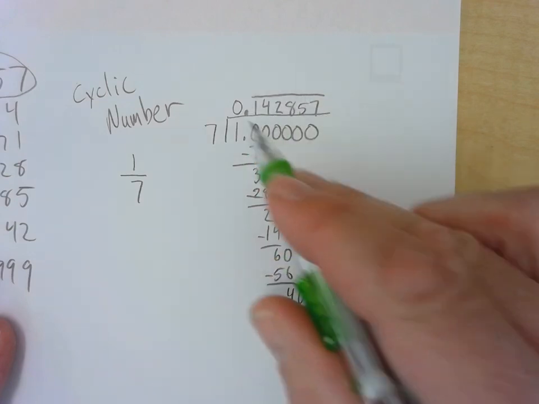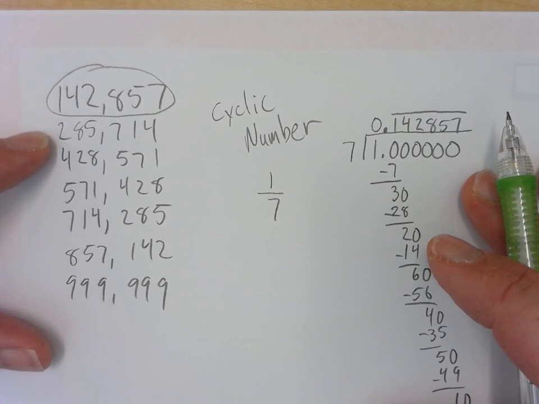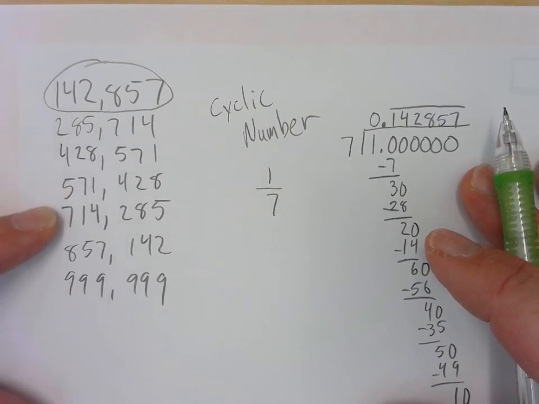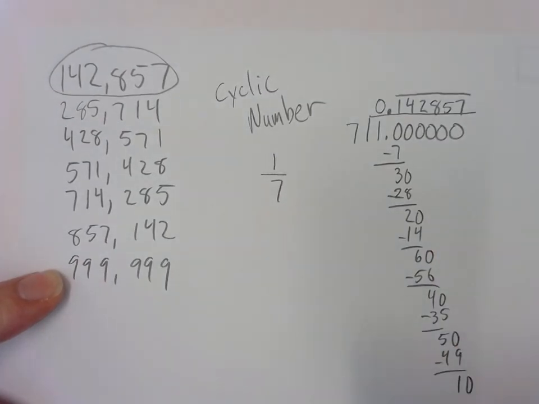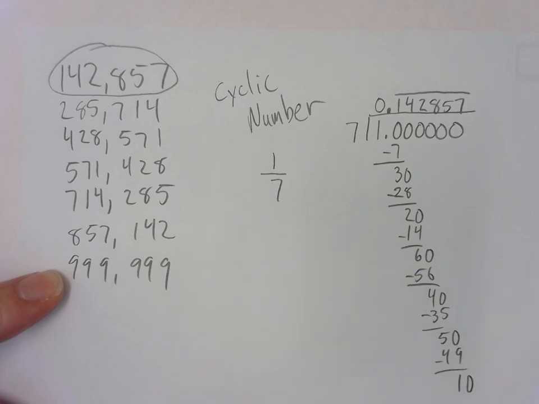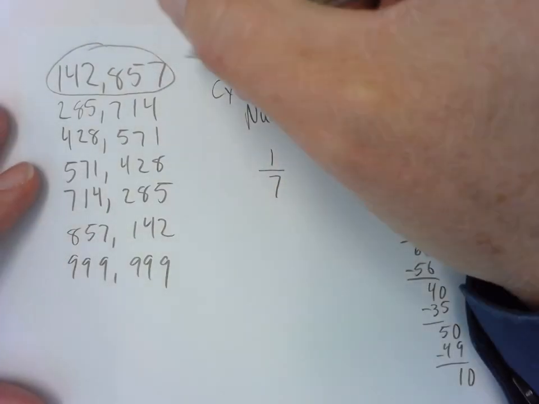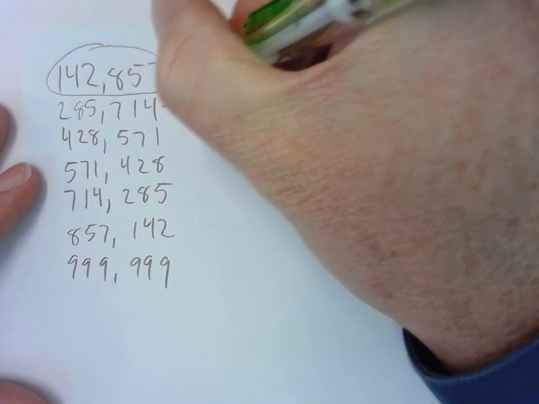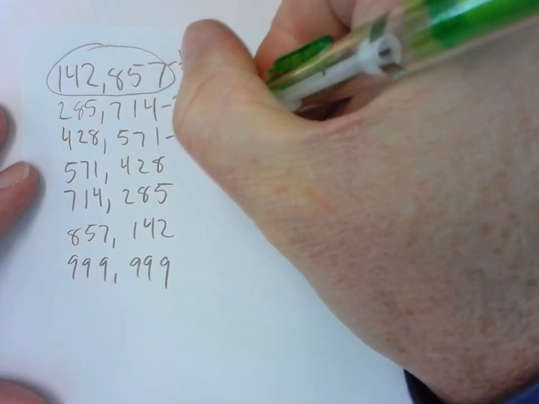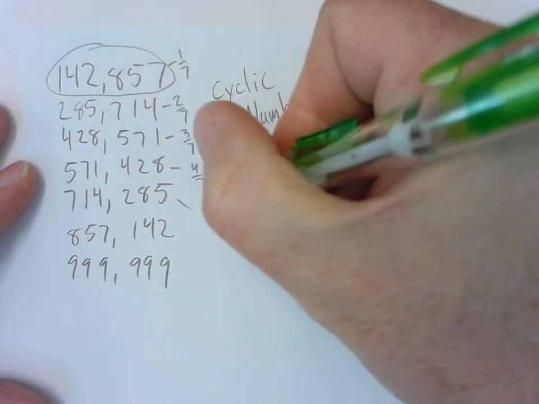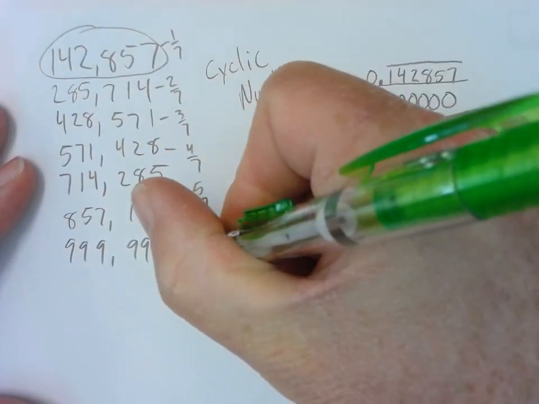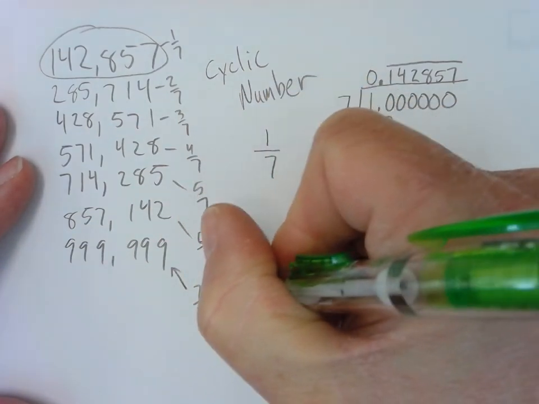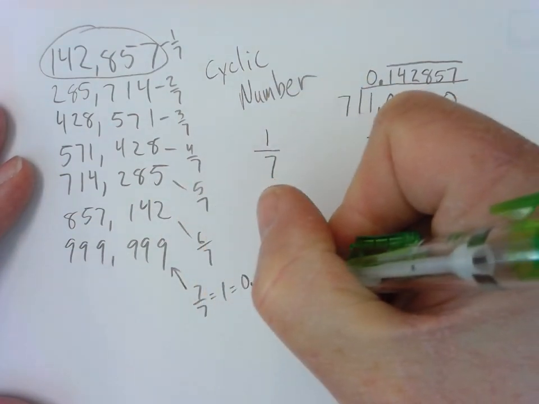142,857 is basically the repeating digits for 1/7, and when we doubled it, that's the repeating digits for 2/7ths, 3/7ths, 4/7ths, 5/7ths, 6/7ths, and that would be 7/7ths, which would be the same thing as 0.9 repeating, right? Because 0.9 repeating is 1. So this is the digits for 1/7, 2/7ths, 3/7ths, 4/7ths, 5/7ths, 6/7ths, and this would be the repeating digits for 7/7ths, which is the same thing as 1, which is the same thing as 0.9 repeating.